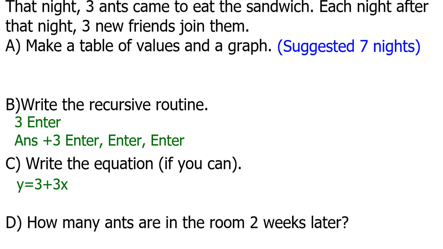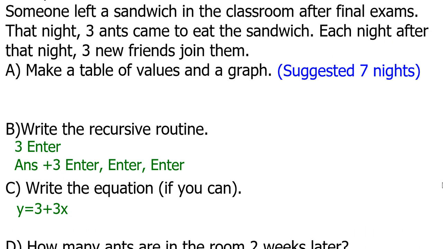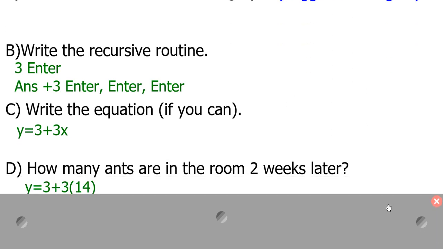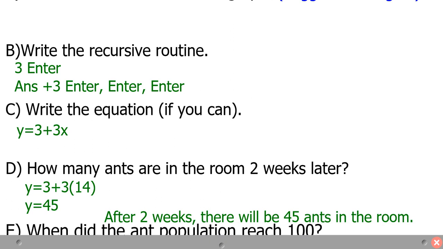Now we want to say how many ants are in the room 2 weeks later. And here we have to be careful because we're talking about every night, and now we're in weeks. We have to pause and say, okay, well, how many nights are in 2 weeks? So that would be 14. And what type of variable is it? If we're talking about the nights, we said nights were going to be the explanatory variable. So that means they're telling you the hint that you have the x value. So if I put that in for x, we're going to see how many ants we had. So with a quick substitution, we find out that there will be 45 ants in the room after 2 weeks.